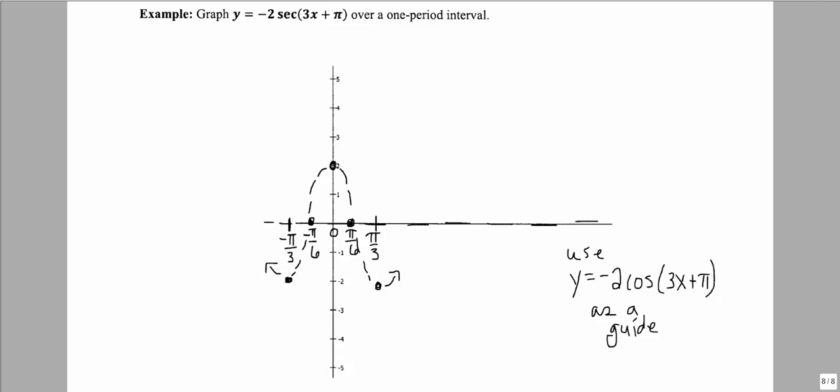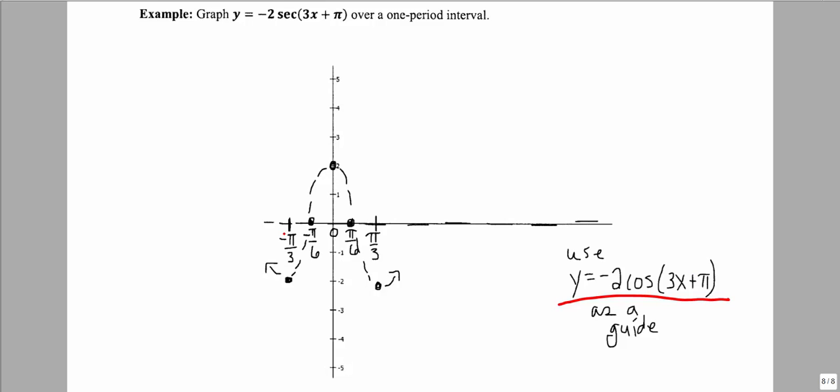Graph y equals -2 secant of 3x plus pi over a 1-period interval. To graph the secant function, we will first graph the cosine function as a guide. y equals -2 times cosine of 3x plus pi.